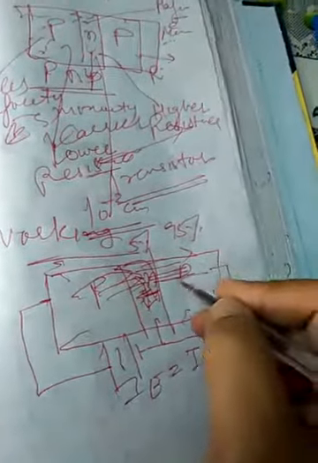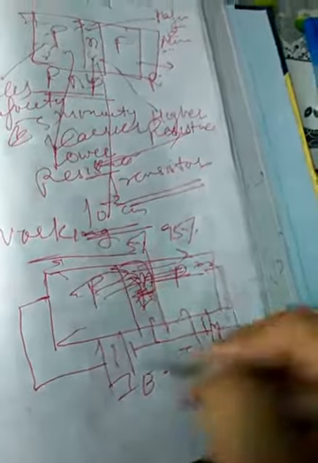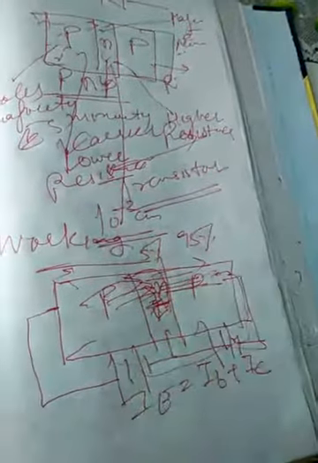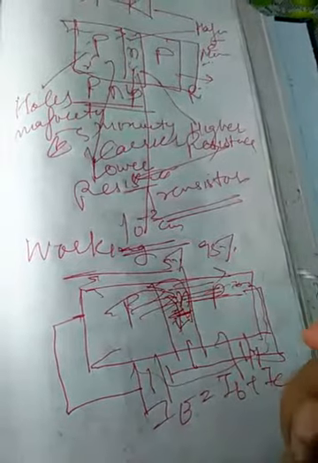Once the current is collected by the collector, it completes the circuit and the flow of current continues. So that's how the PNP transistor works.